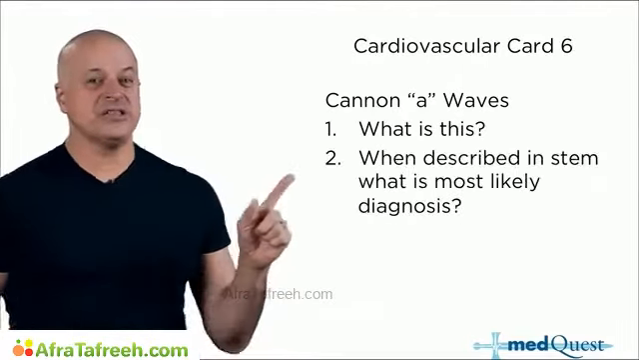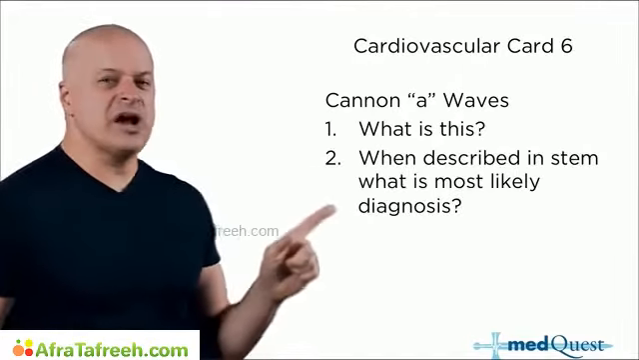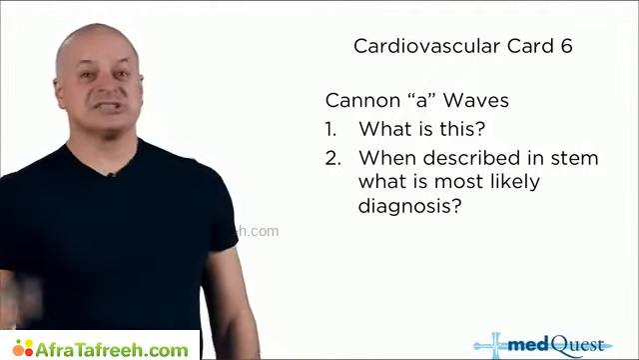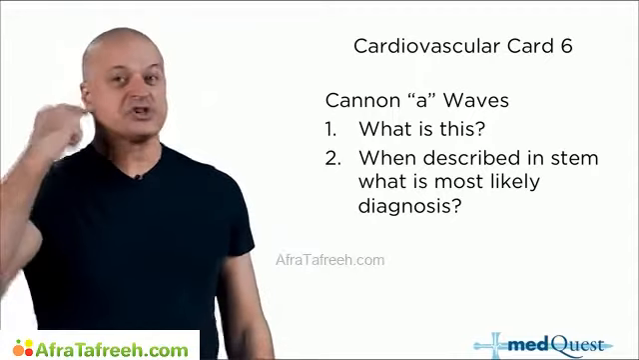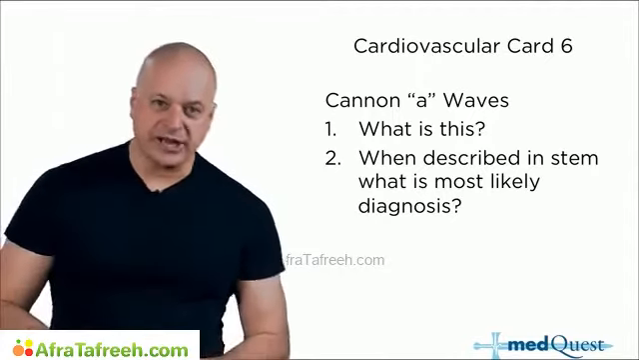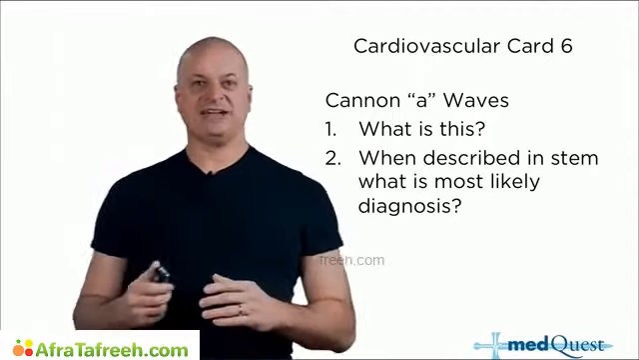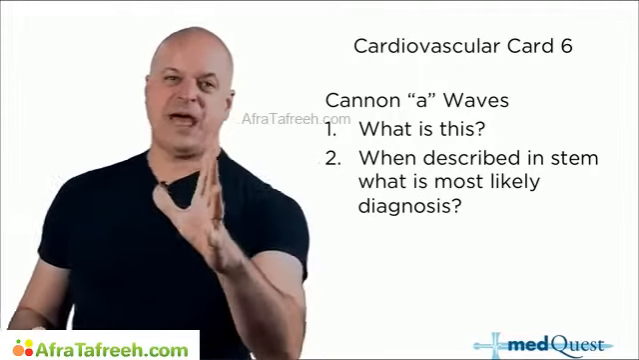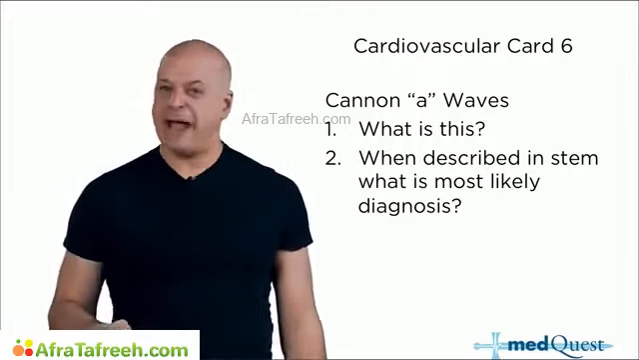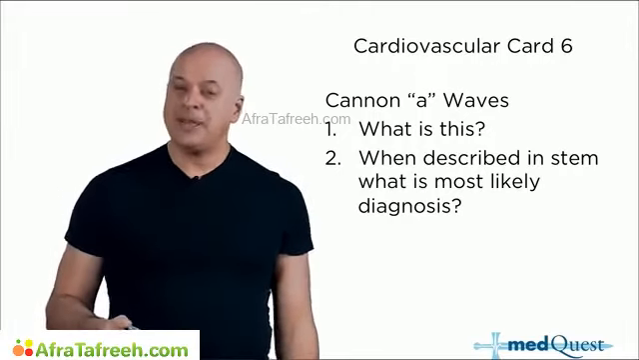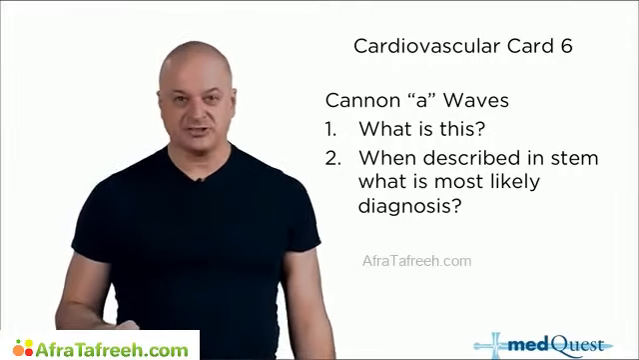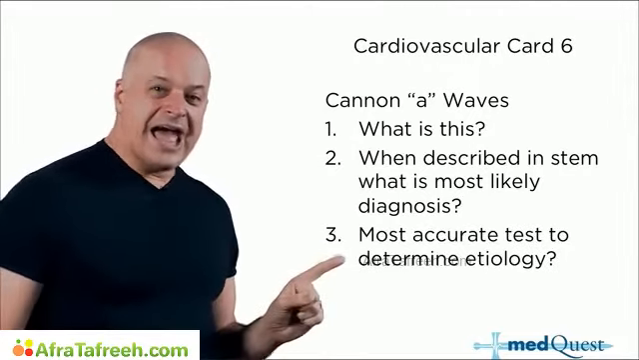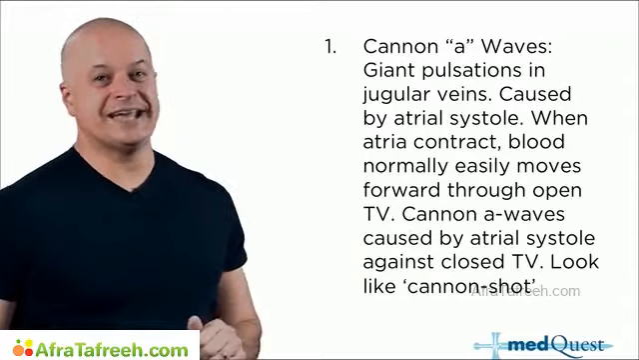Cannon A waves are in the neck, and they're described. What are you thinking about when they're described? They're a sign of the atrium contracting against a closed tricuspid valve, and blood bounces backwards up into the neck veins, and the most accurate test is looking at an EKG.